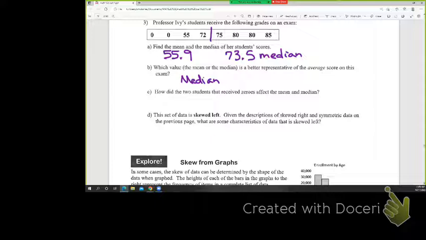Okay. This is an example that's skewed to the left. It's skewed to the left because it's those numbers on the left, those low numbers that are far away from the other numbers.